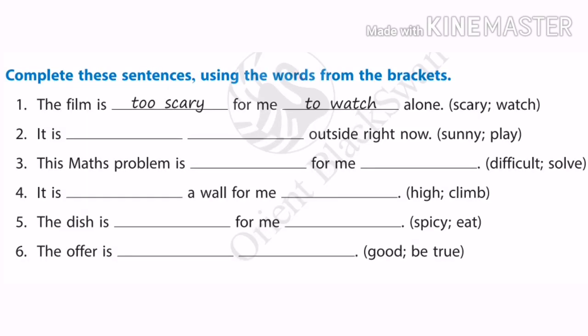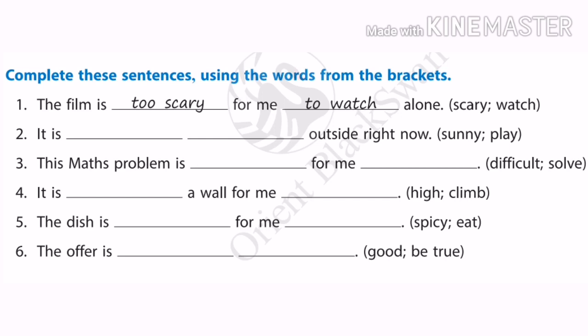In your textbook, page number 90, vocabulary section, you have an activity: complete these sentences using the words from the brackets. Some sentences are given and some blanks are there. What you have to do is read the sentences and choose the correct words from the brackets. And don't forget to put the "too" and "to" with the words. The first one has been done for you.